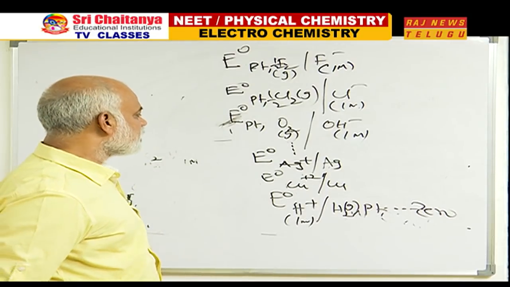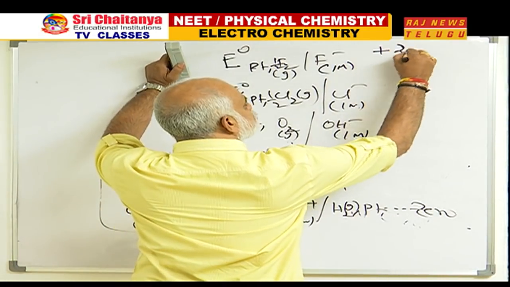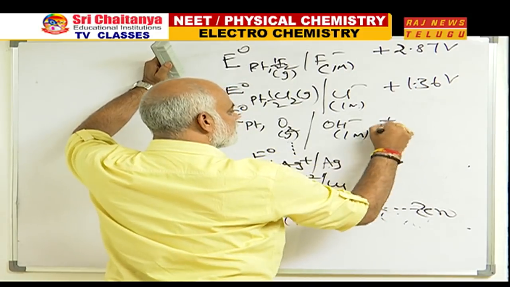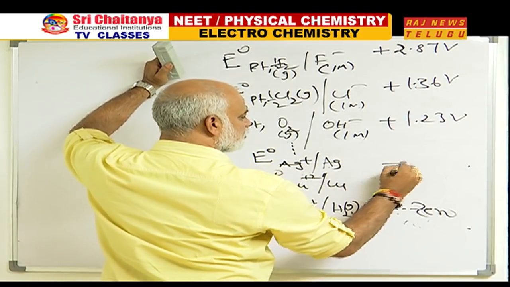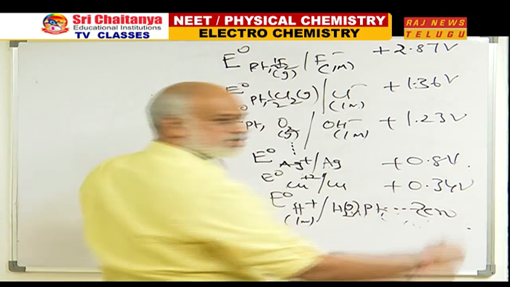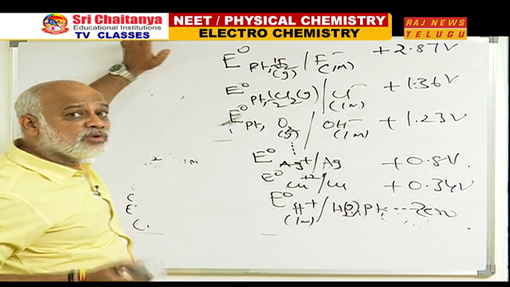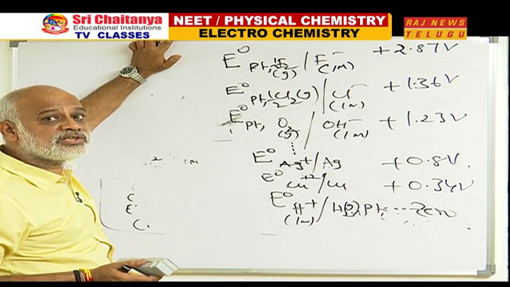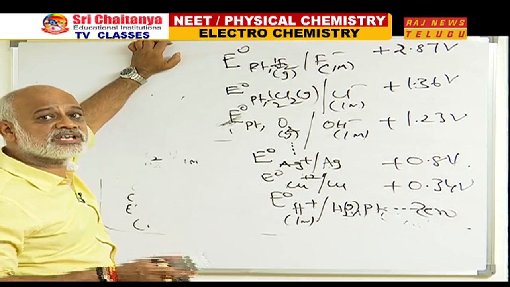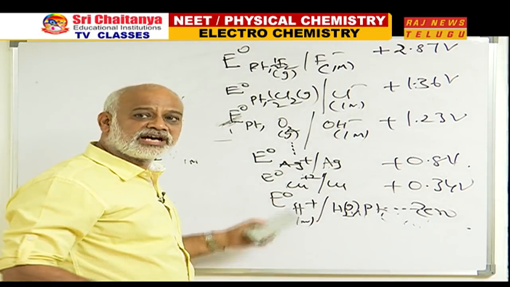All these have positive values. If you see all those which are positive: maximum plus 2.87 volts, plus 1.36 volts, plus 1.23 volts, plus 0.8 volts, plus 0.34 volts. If you see, most of the electrodes having their positive SRP values are non-metals. Only a few metals are there. I wrote 2 of them.